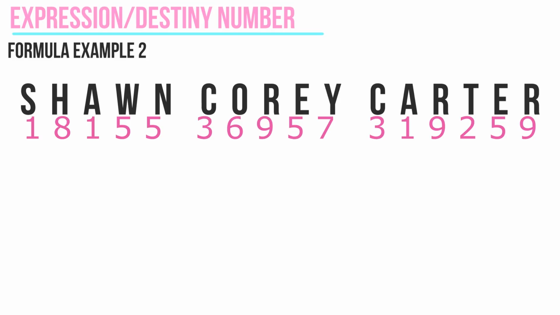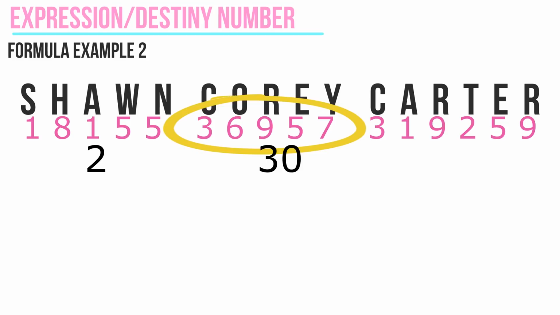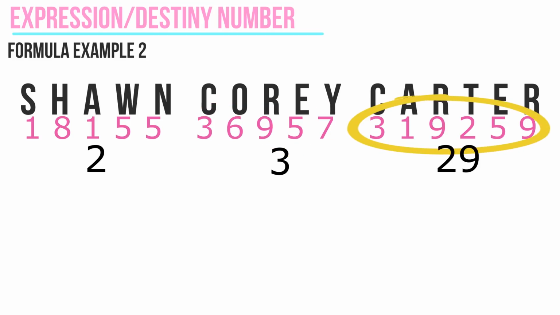1 8 1 5 5, 3 6 9 5 7, 3 1 9 2 5 9. And when you add up Sean, it equals 20. When you reduce that, it's 2. When you add up Corey, it equals 30. Reduced, it's 3. And Carter, you get 29. Reduced, it's 11. Whoa, master number in his name too.